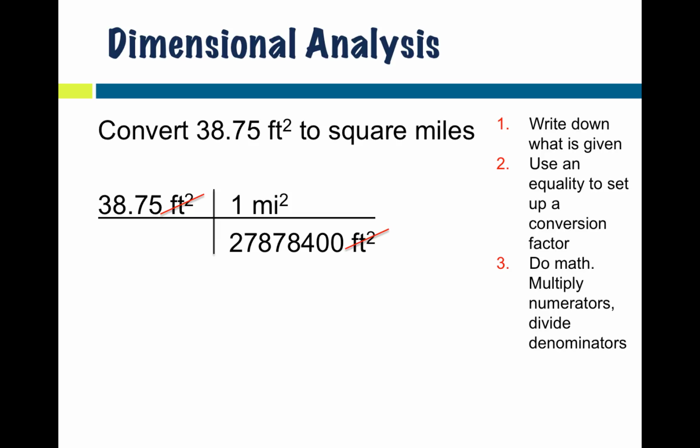Step number 3, do the math. Multiply the numerators and divide the denominators. 38.75 times 1 divided by 27,878,400 equals 1.39 times 10 to the minus 6 miles squared. All right, let's try one more.